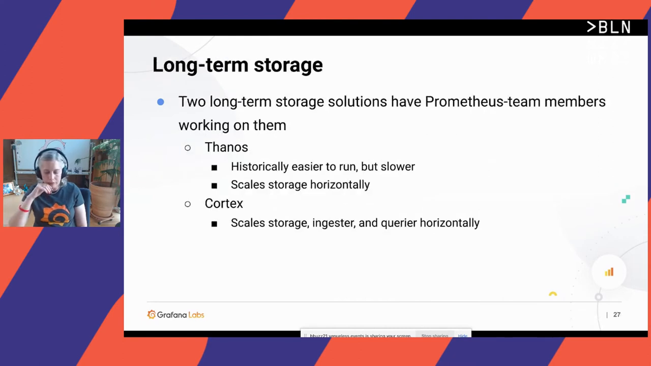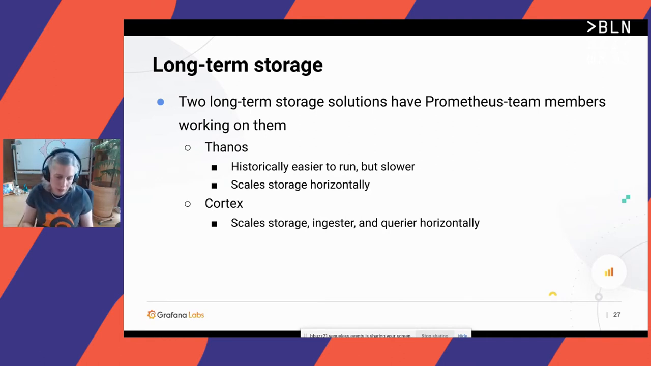Now, Prometheus is less optimized for long-term data storage. So there are a couple of projects working to pick up the back end of that. You can connect Prometheus with Thanos, which is historically easier to run, but slower, and it scales storage horizontally. Cortex is catching up on how easy it is to run. You can scale storage, you can scale the ingester, and you can scale the querier horizontally as well.